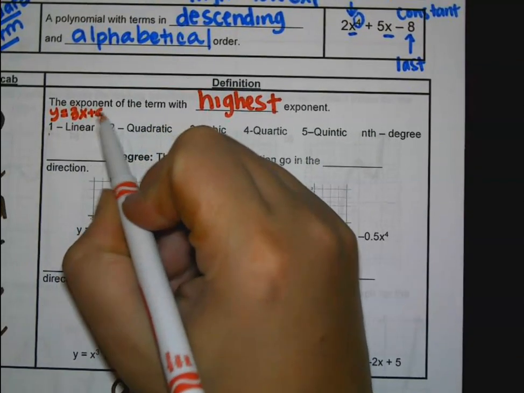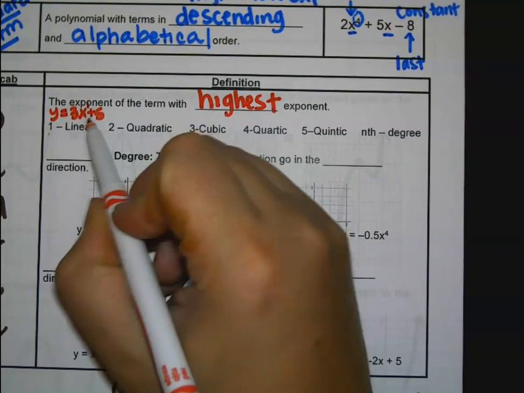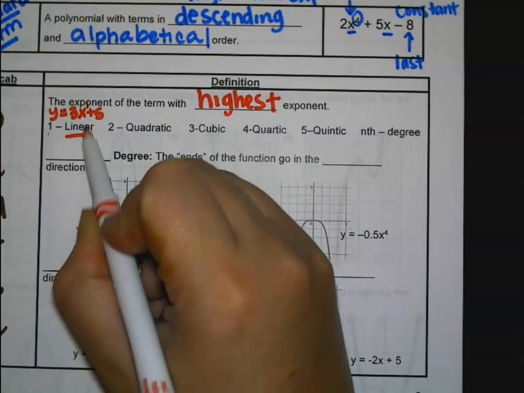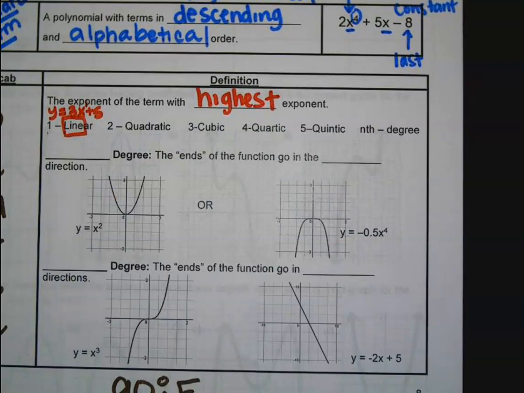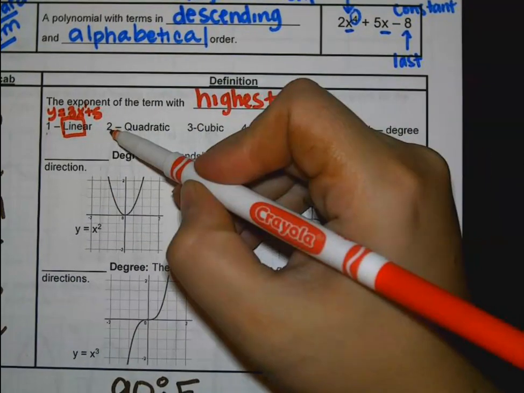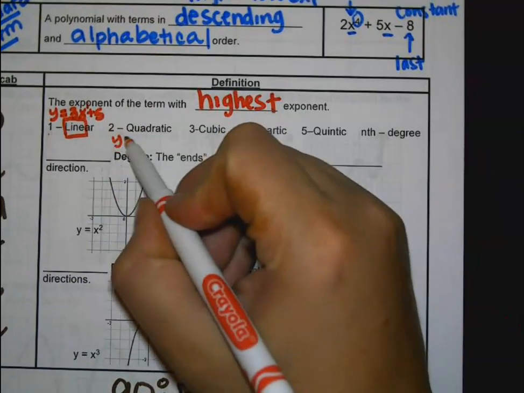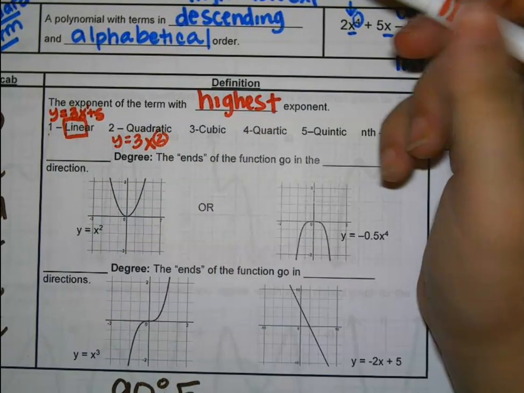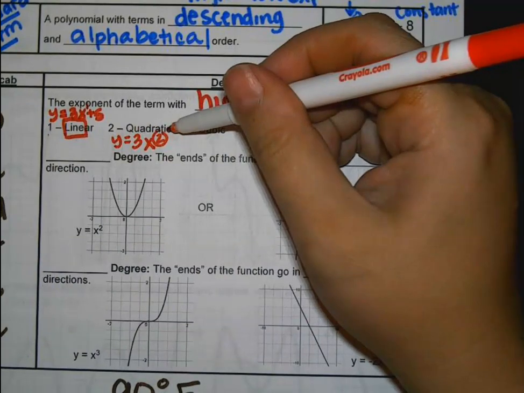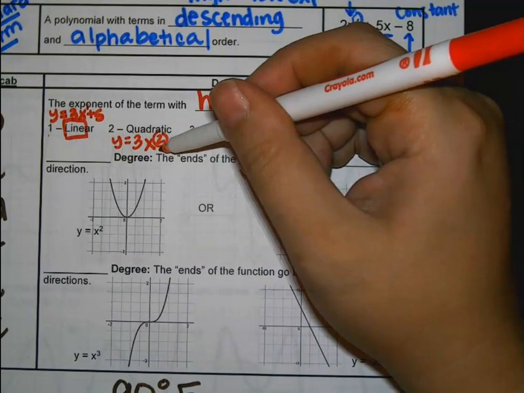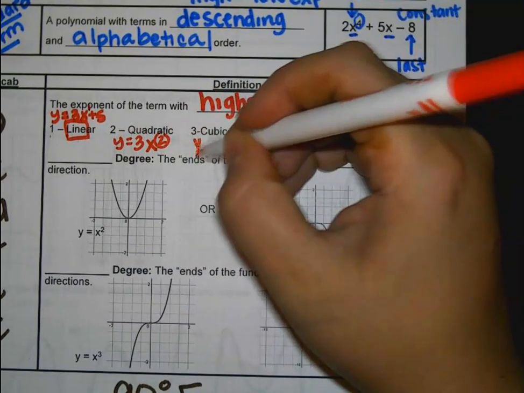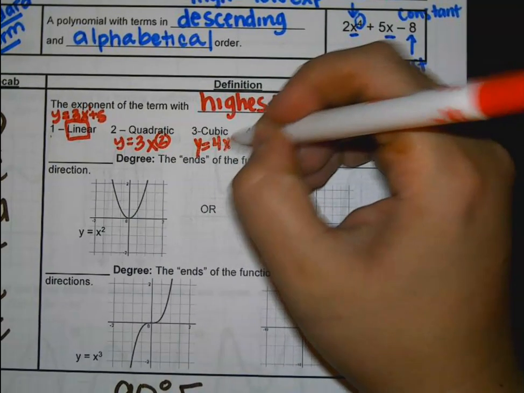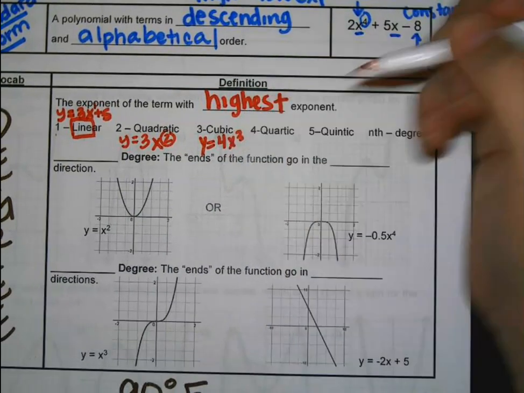So if the highest exponent is a 1, it's called linear. It looks like the word line. It makes a line when we graph it. When the highest exponent is 2, for example, y equals 3x squared, we call it a quadratic function. When the highest exponent is a 3, we call it a cubic function.